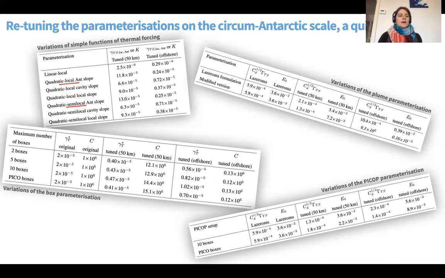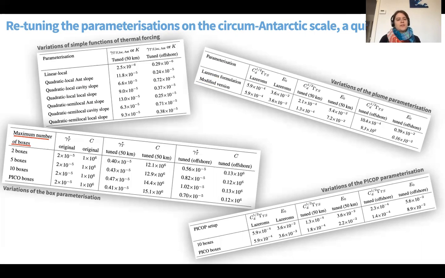And then also the quadratic can be defined in two ways. In the local case, we take the local thermal forcing squared. And in the semi-local case, it is the local thermal forcing multiplied by an average thermal forcing over the cavity. For the plume parameterizations, we look at two variations: the formulation proposed by Lazeroms et al. 2019, and then a modified version that we describe in more detail in the manuscript.